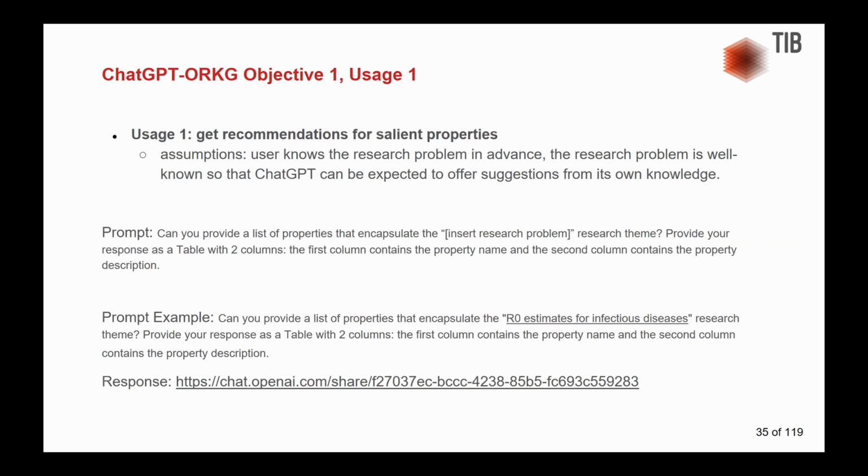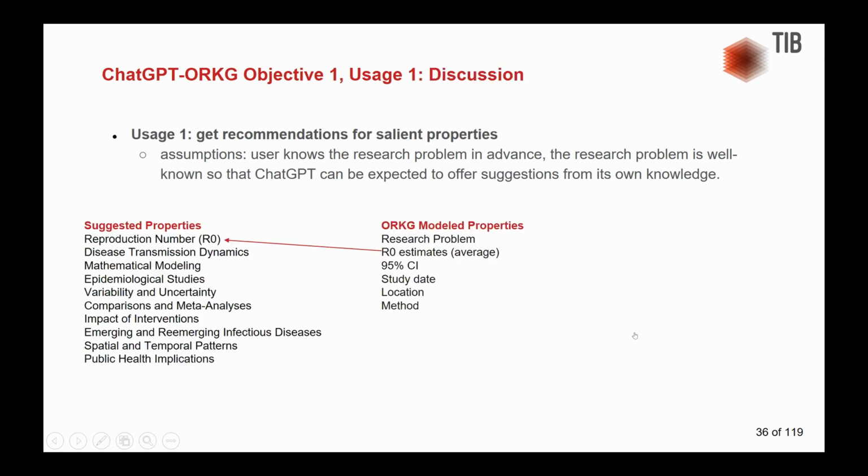So here is how we define the prompt. And then we left in a placeholder where specific research problems can be introduced. And so you see on the left here suggested properties from ChatGPT, and on the right ORKG model properties. And when we scroll through these properties, you can basically see a large overlap between what ChatGPT has suggested without any given context and those modeled by human experts.